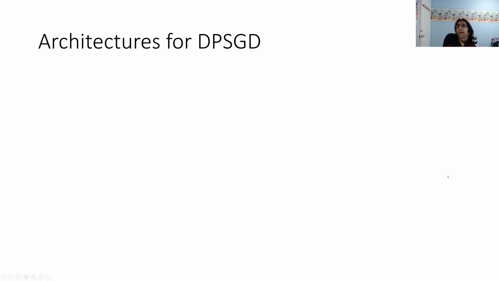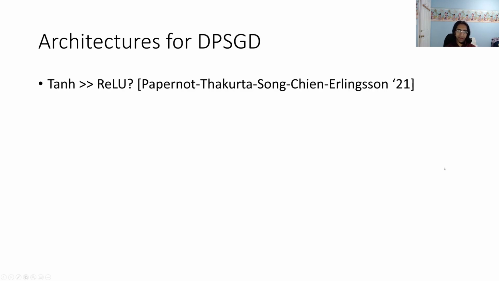Another thing is that the architectures for DP-SGD for privacy are kind of different for a number of reasons. One difference, for example, as Papernot, Thakurta, Song, Chien, and Erlingsson showed, is that sometimes we have to switch our activation functions. For example, ReLU is the most popular activation function nowadays in deep learning and machine learning. And they gave some compelling evidence that perhaps the tanh function might be a better one to use when you're doing differential privacy. It produces better empirical results.